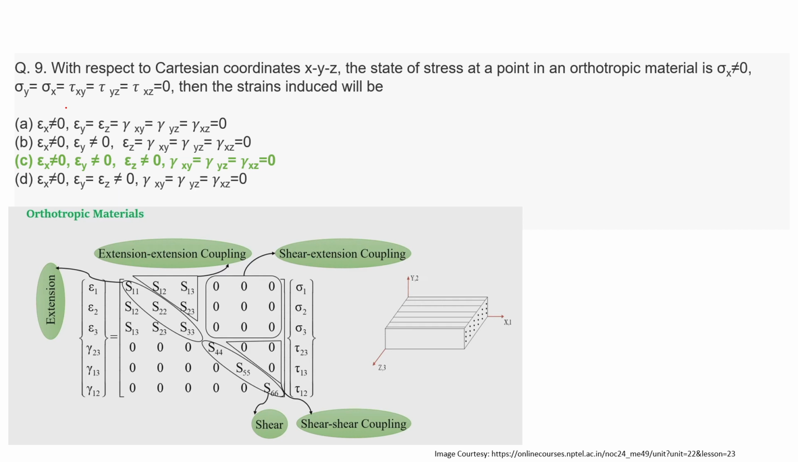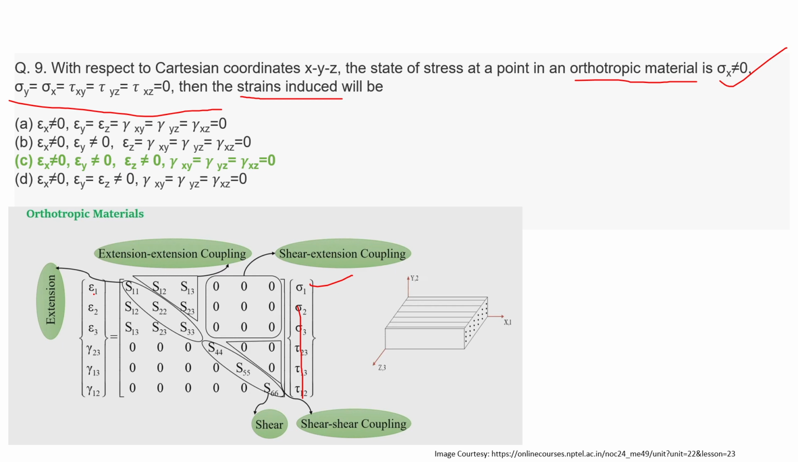Now here they are asking that with respect to Cartesian coordinates xyz, the state of stress at a point in an orthotropic material is given. The condition is that there is a non-zero stress in the x direction and all the other stresses are zero. So we have to find what strains are induced. First we see which material it is, that is orthotropic material. For orthotropic material, this is the compliance matrix which gives the relation between strain and stress. We know the stress in the x direction, or 1, is non-zero and all of these other values are 0. With that we can find the strains.